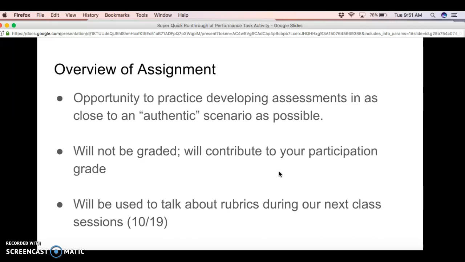I want to clarify this is not going to be graded, but it will contribute to your participation grade. And it's really to set us up for the next class period as well. We'll talk more about performance assessments as well as about rubrics, which will be the subject of your reading for the 19th.